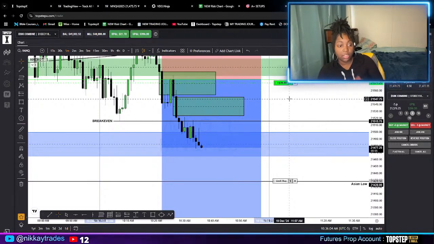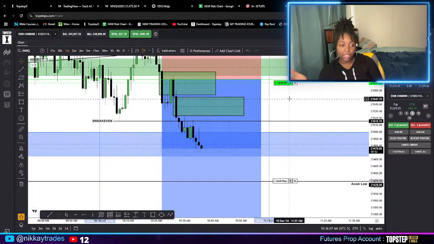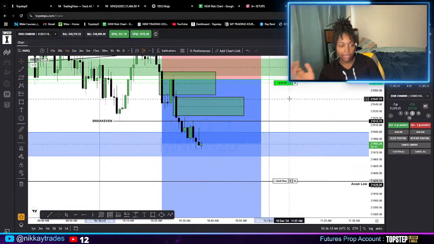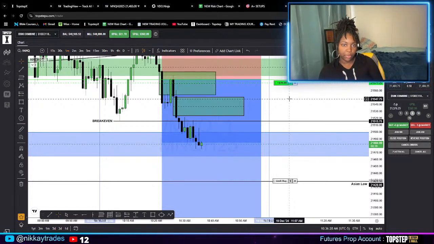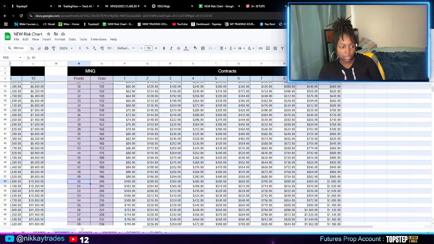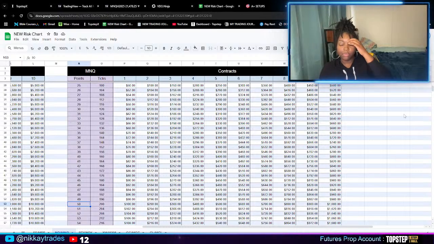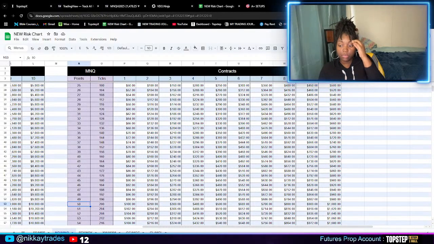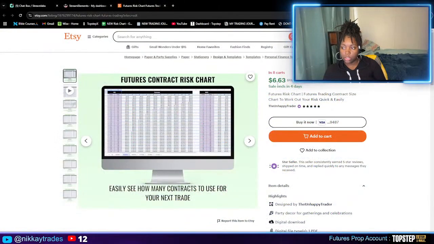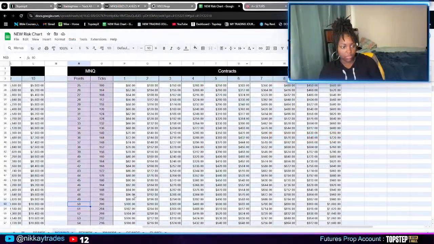But yeah, my goal is basically to show you guys my journey from having a combine or a test account to having a funded account. Because I've had funded accounts, but I didn't have proper risk management. I do use this risk chart. I showed where I got it from, the Unhappy Trader. This is the link over here. It's only $6 for this right here. So I just go by the ticks.